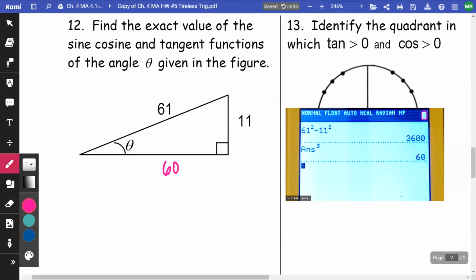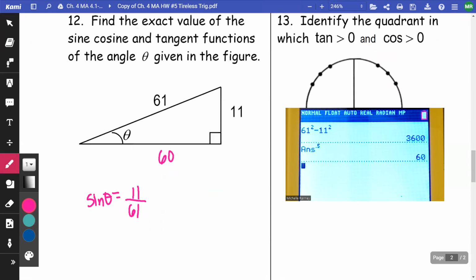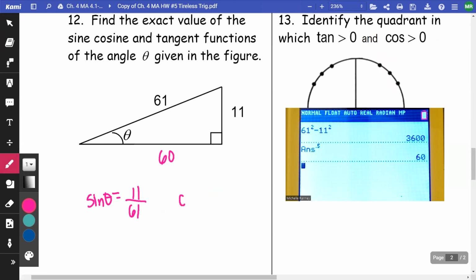Now sine is going to be equal to opposite, which is 11, over hypotenuse, which is 61. Cosine is going to equal adjacent, which is 60, over hypotenuse, which is 61. Tangent is going to be opposite over adjacent, so 11 over 60.